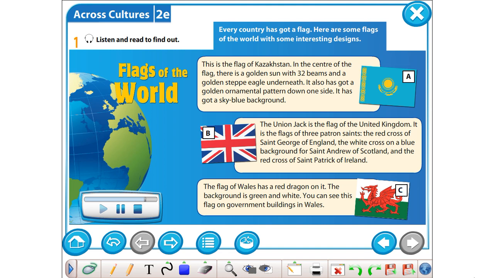C. The flag of Wales has a red dragon on it. The background is green and white. You can see this flag on government buildings in Wales.